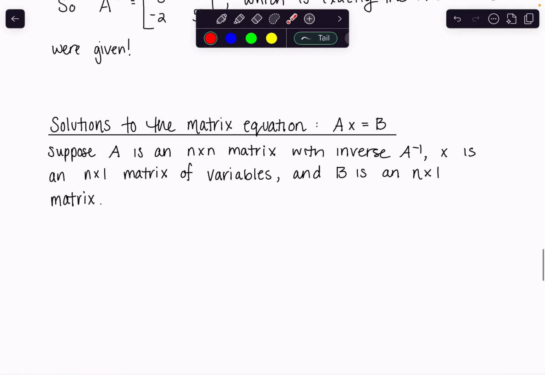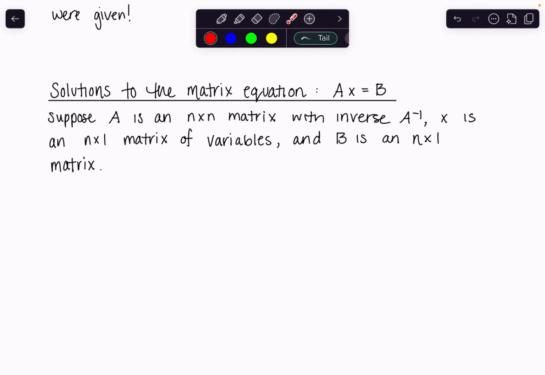So suppose that A is an n by n matrix with inverse A inverse. X is an n by 1 matrix of variables, and B is an n by 1 matrix. Then the idea is, if I'm taking some coefficient matrix and multiplying it by a matrix of variables, and it equals a constant, this is going to have solution where my variables are equal to A inverse times B, okay?